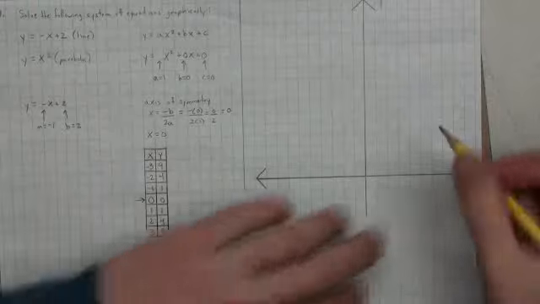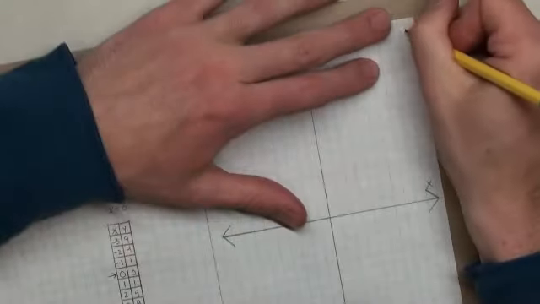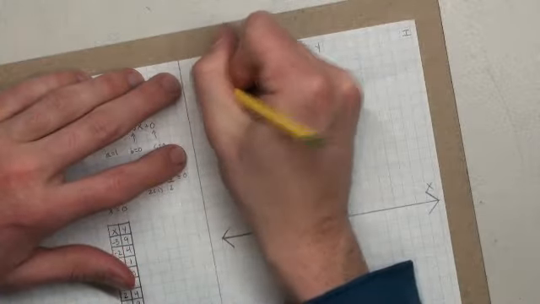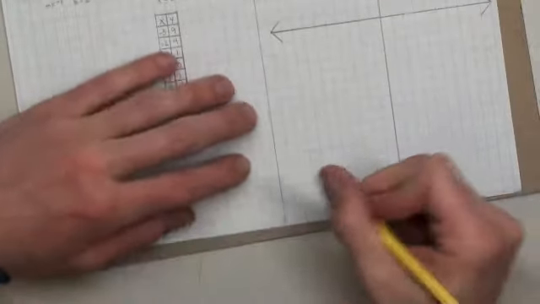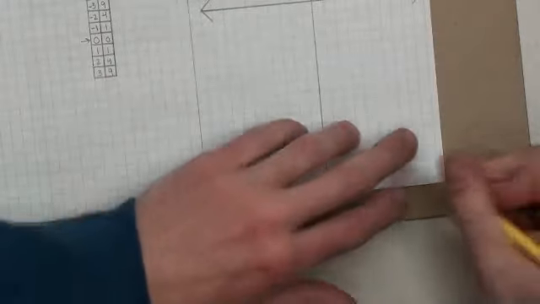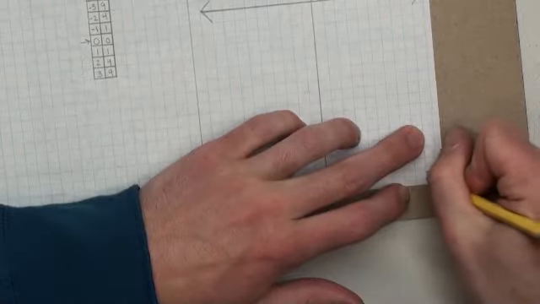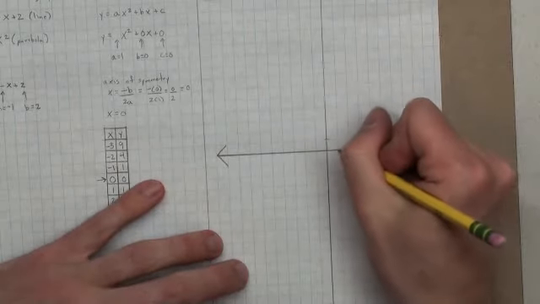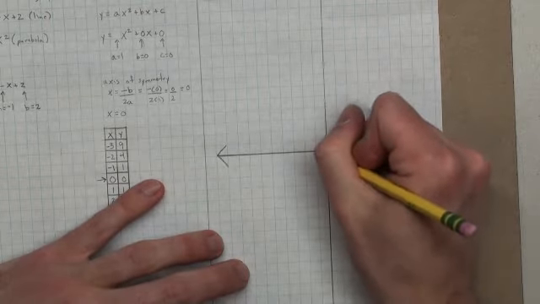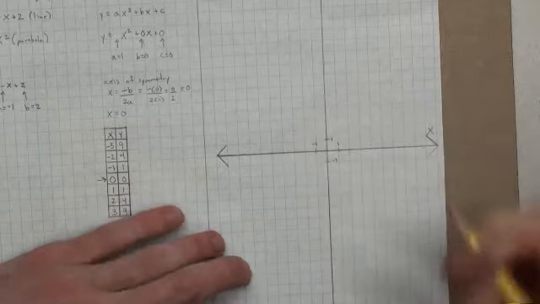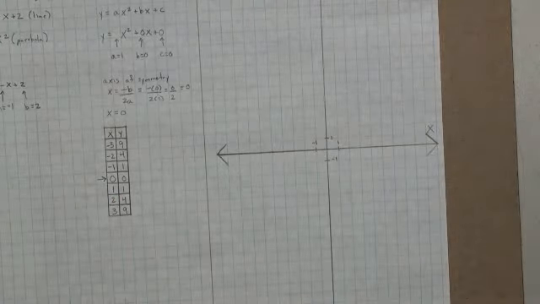Okay. And I'm also going to label my quadrants first so I don't forget. 1, 2, 3, 4. And now I got to label my scale or my unit of increase here. I'm going by 1 in each direction, so I have to label that, at least that.